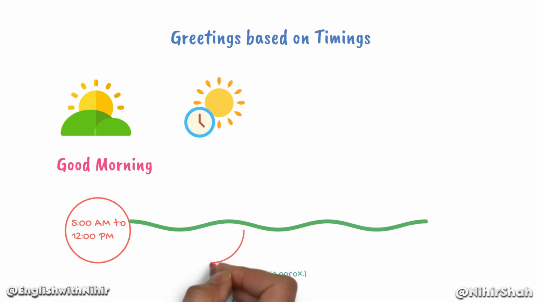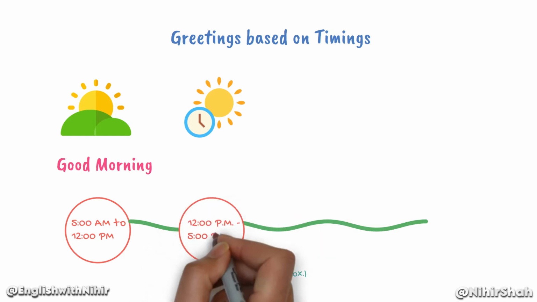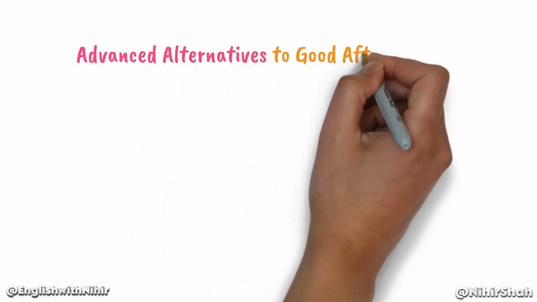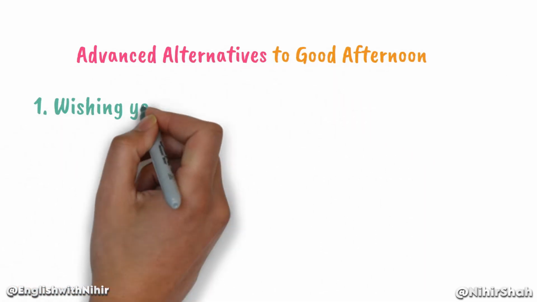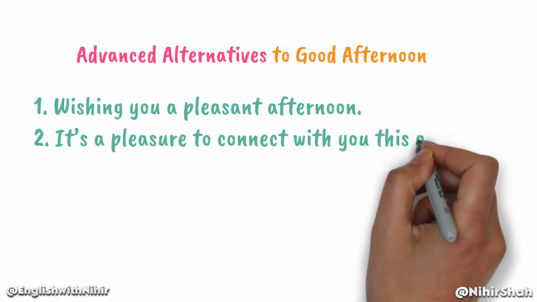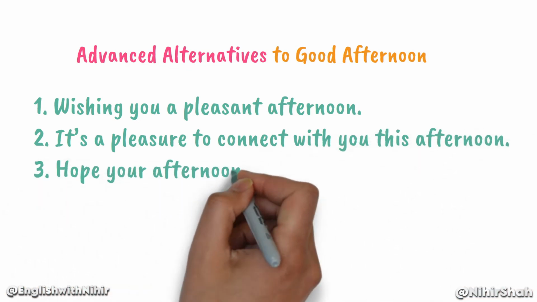For afternoon, between 12 p.m. to 5 p.m., you can use good afternoon. Some other alternatives could be wishing you a pleasant afternoon. It's a pleasure to connect with you this afternoon. Hope your afternoon is going well.